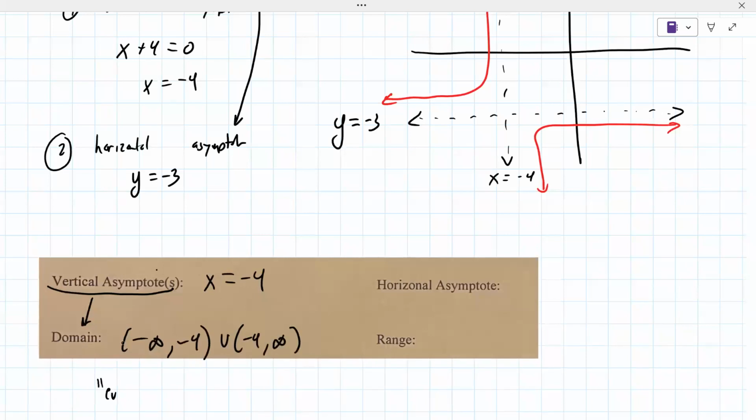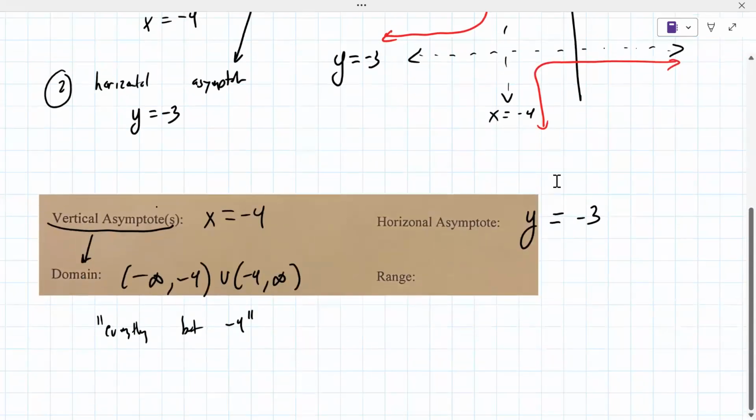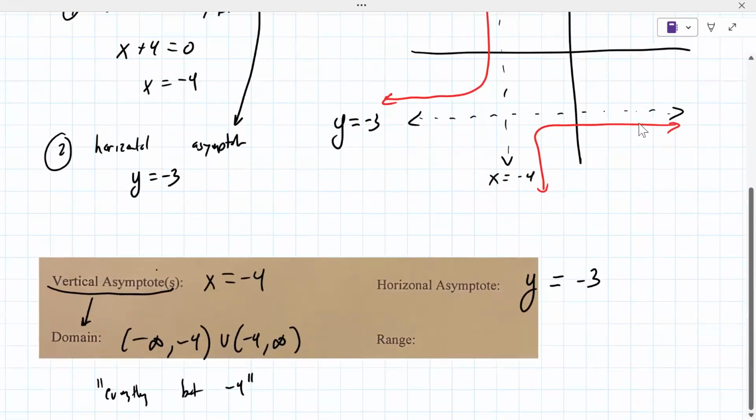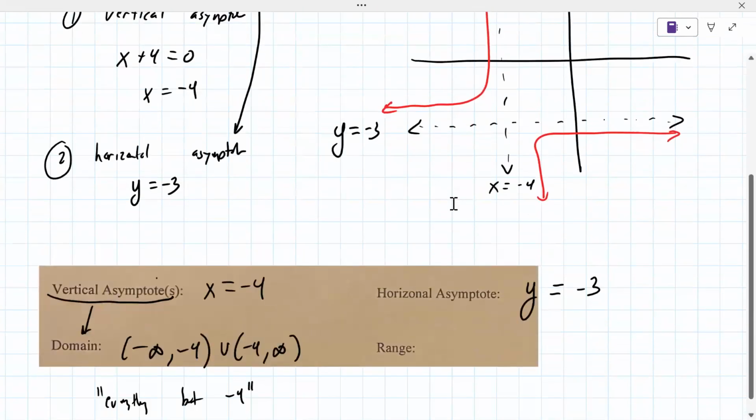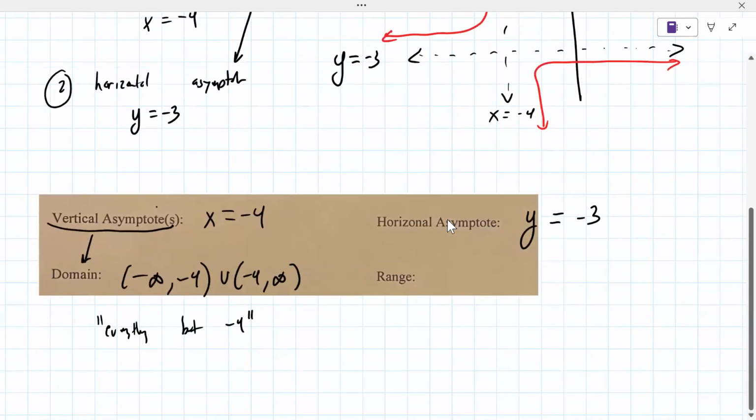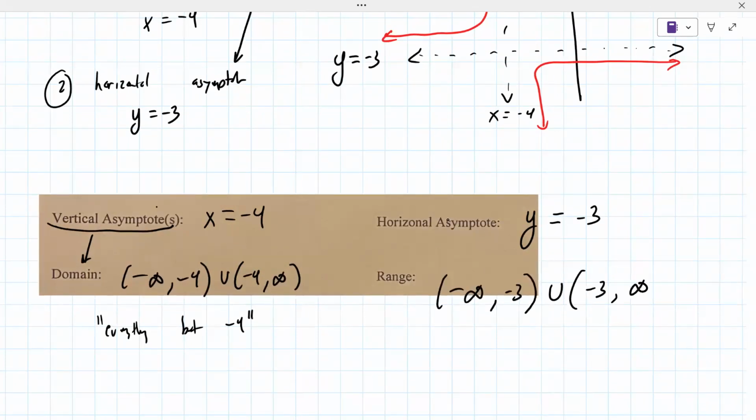Basically, this says everything but -4. Same thing with the horizontal asymptote when it's in this form. The horizontal asymptote is this division, this breakpoint. It's everything up to -3, and then it comes back over this side to -3 like that. So the range here is -infinity to -3, union -3 to infinity, like that.